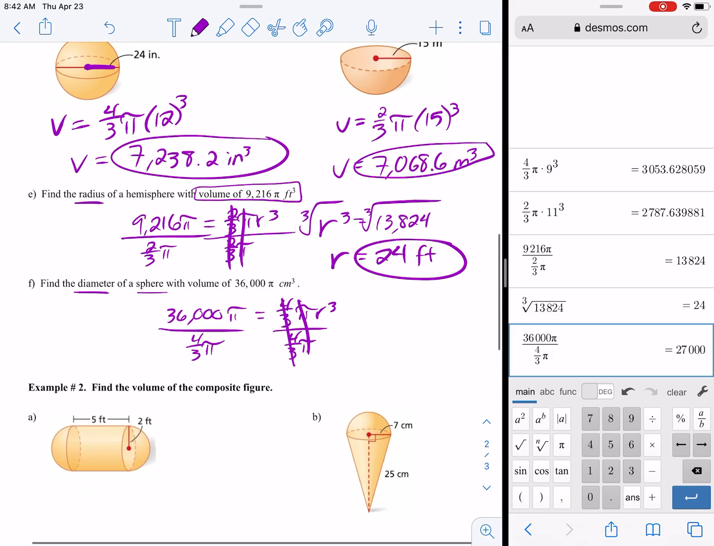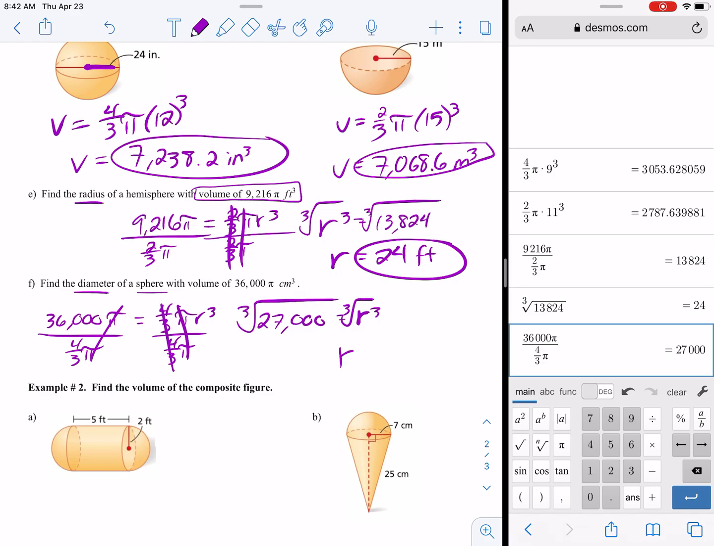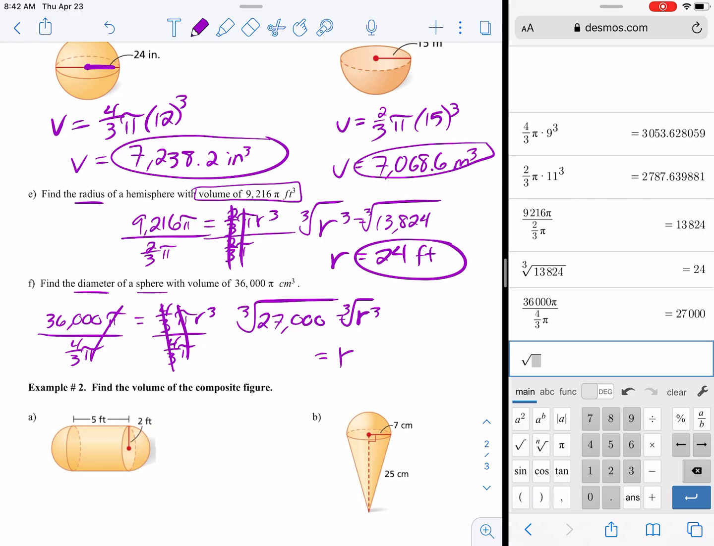We get 2,700. I'm going to slide this all over. Sorry, we get 27,000 equals r cubed. Take the cubed root of both sides, and we're left with a radius of, let's see, cube root of 27,000, 30. Okay, this is not our answer because we're asked to find diameter, and diameter is the radius doubled, so diameter would be 30 times 2, or 30 plus 30, 60 centimeters.